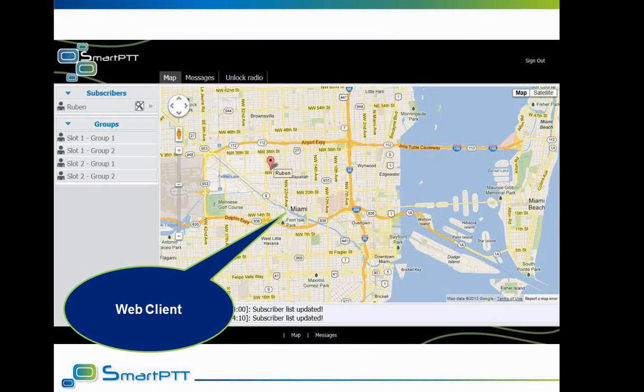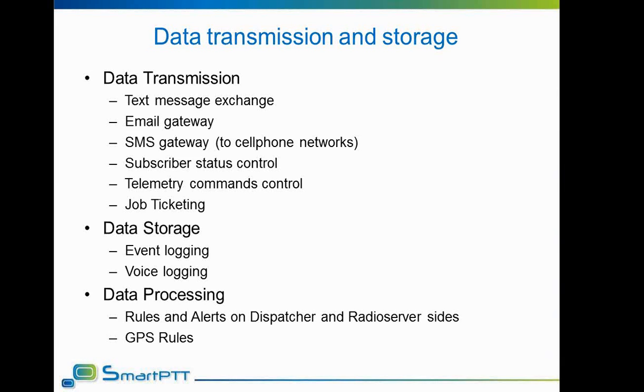Another feature that is worth mentioning is data services. Data services in SmartPTT software include text messages exchange, job ticketing feature, different gateways to external services like SMS gateway and email gateway, telemetry system, and statuses. All events are stored in the database, and all voice records are stored in MP3 format in a predefined storage folder, organized in folders named by date of recording. All events in the system can be used in rules and alerts function to perform some automation when something happens.